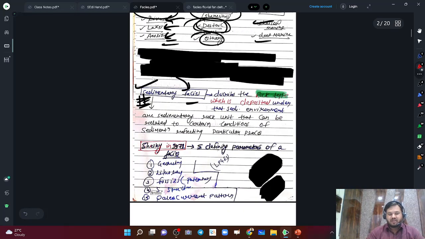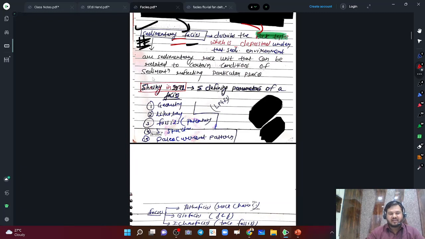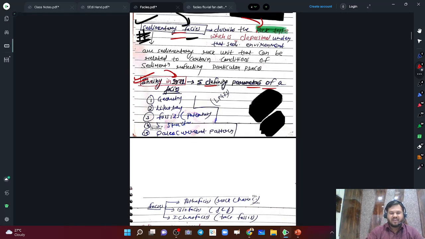You got it? So facies are nothing but rock types which are deposited under that specific sedimentary environment, right? Technically speaking, there was a guy known as Shelley, right? There were a lot of people, but this guy is commonly mentioned in all the standard books. He defined 5 parameters for differentiating a facies, right? So what are those 5 parameters? First thing, he said, geometry, right? I hope you understood, right?